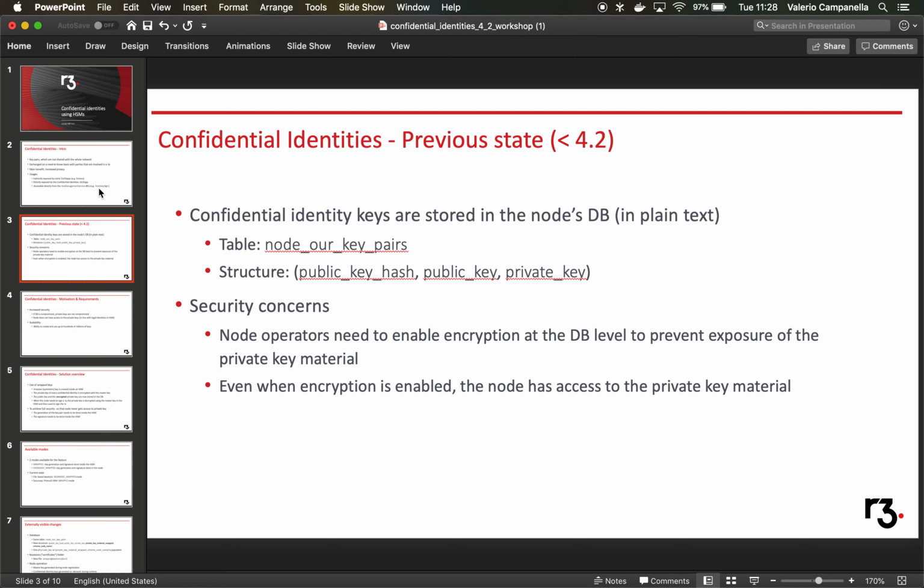So as we had already started introducing HSMs to work with Corda as part of previous releases, we also thought that confidential identity keys were a good candidate to be added as part of this one. Fantastic.